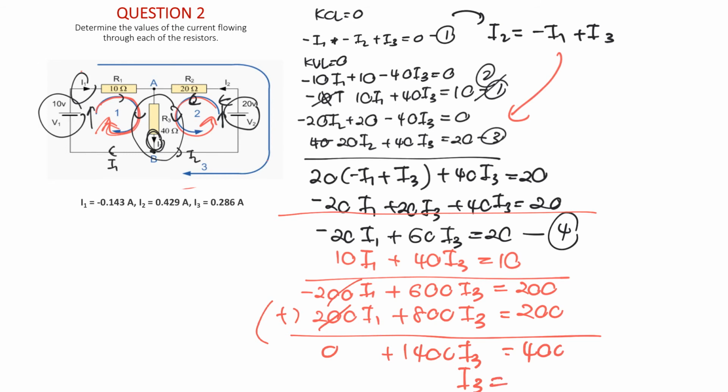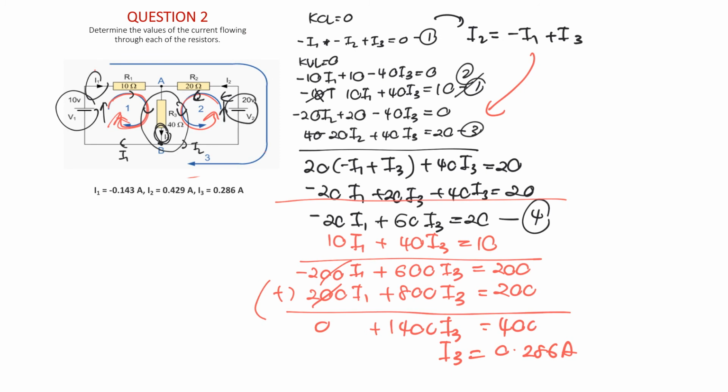Therefore, my I3 is going to be 400 divided by 1400. I'm going to get 0.286 ampere, and the answer is positive. It means that the direction given by the question is correct. The direction is correct, and the magnitude is 0.286 ampere.